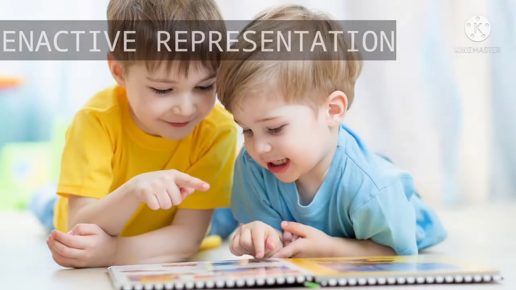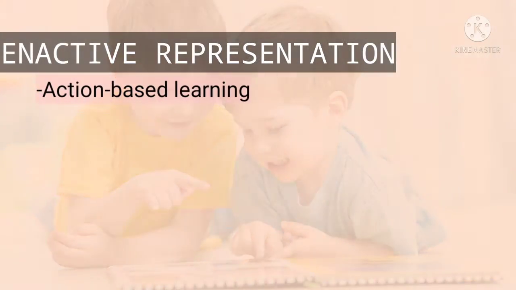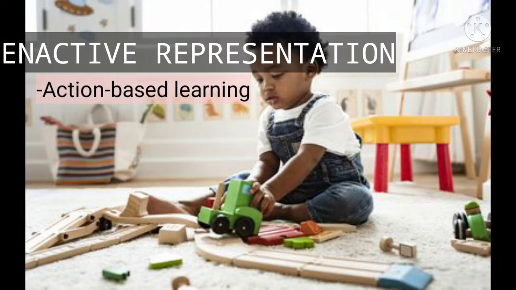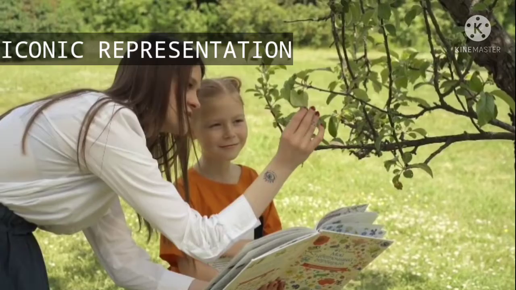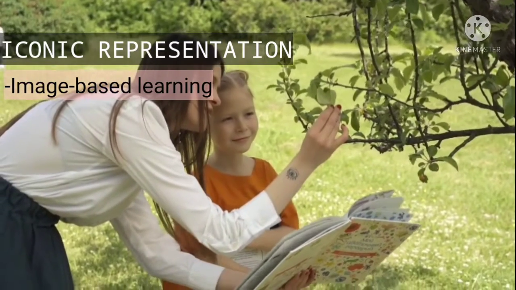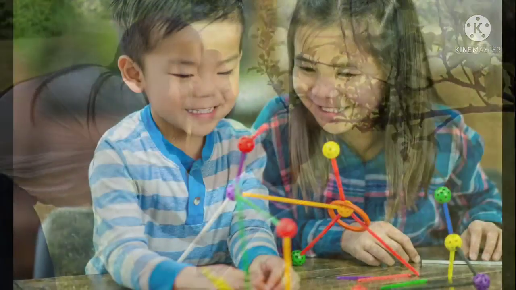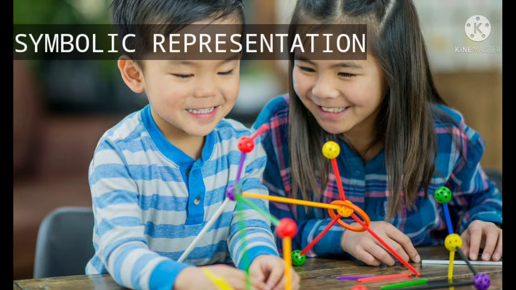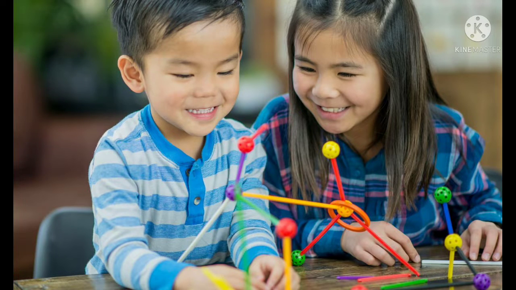Number 1, enactive, learning through actions. This is applicable for 0 to 1-year-old. Number 2 is iconic, or image-based learning. It is applicable for 1 to 6 years old. And number 3, the symbolic or language-based learning.